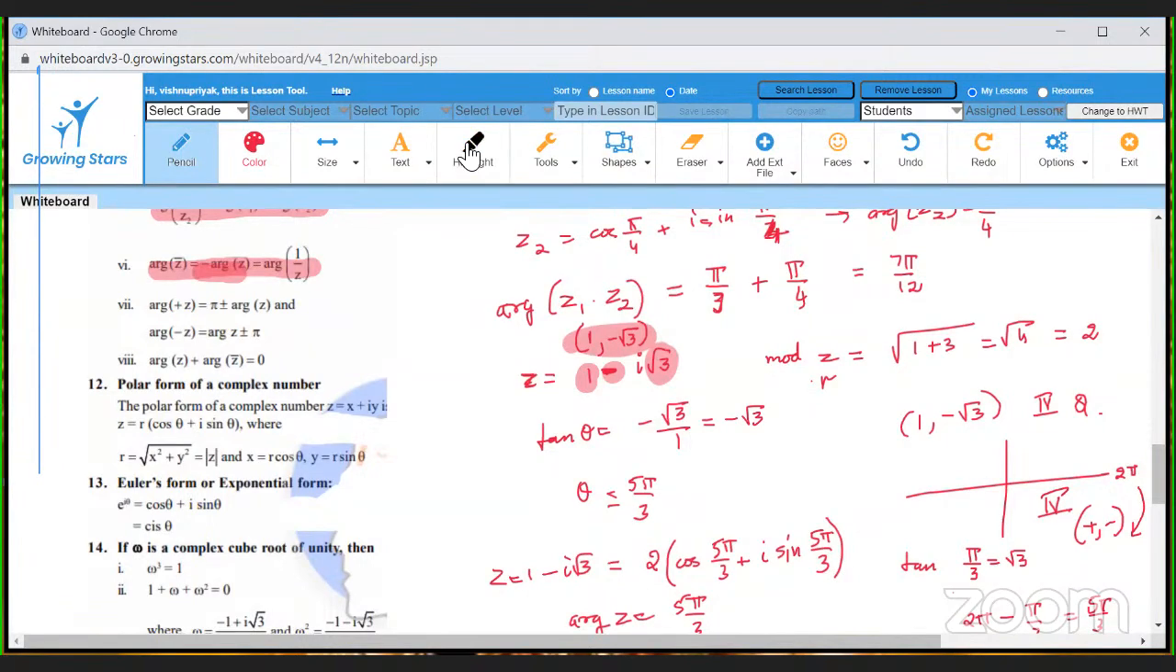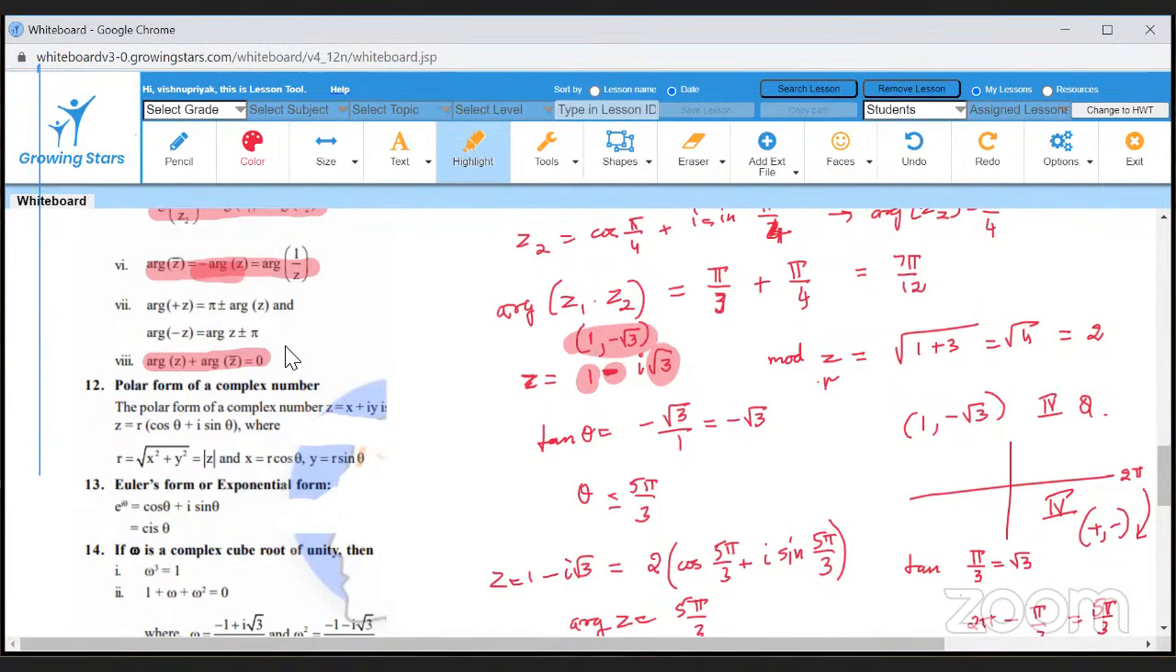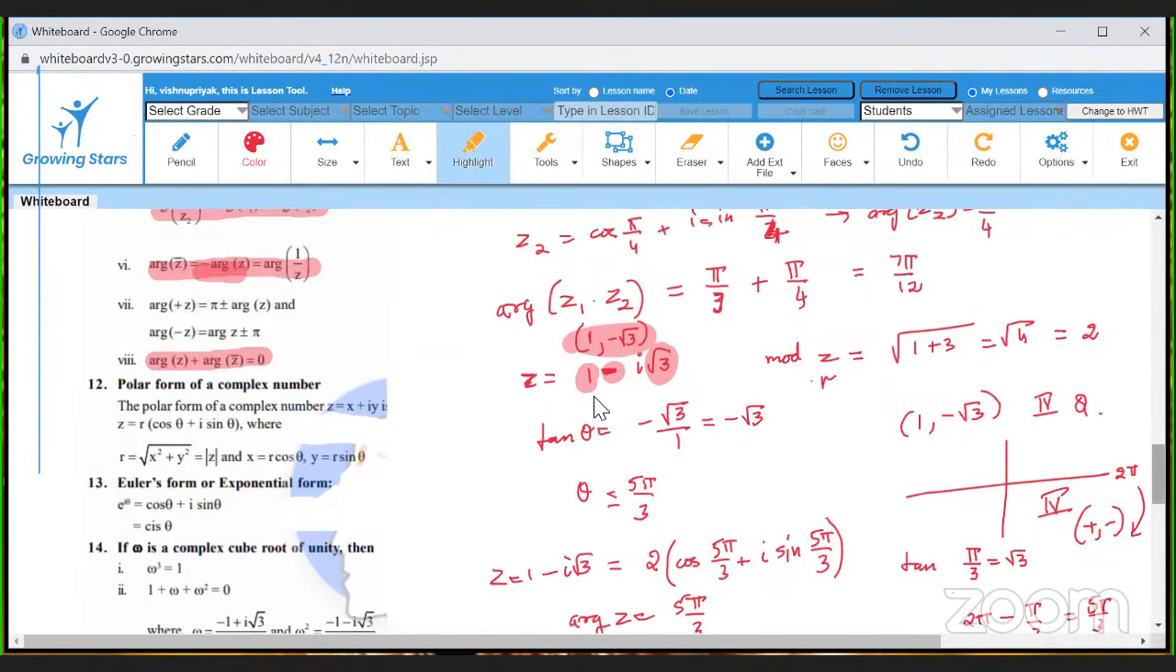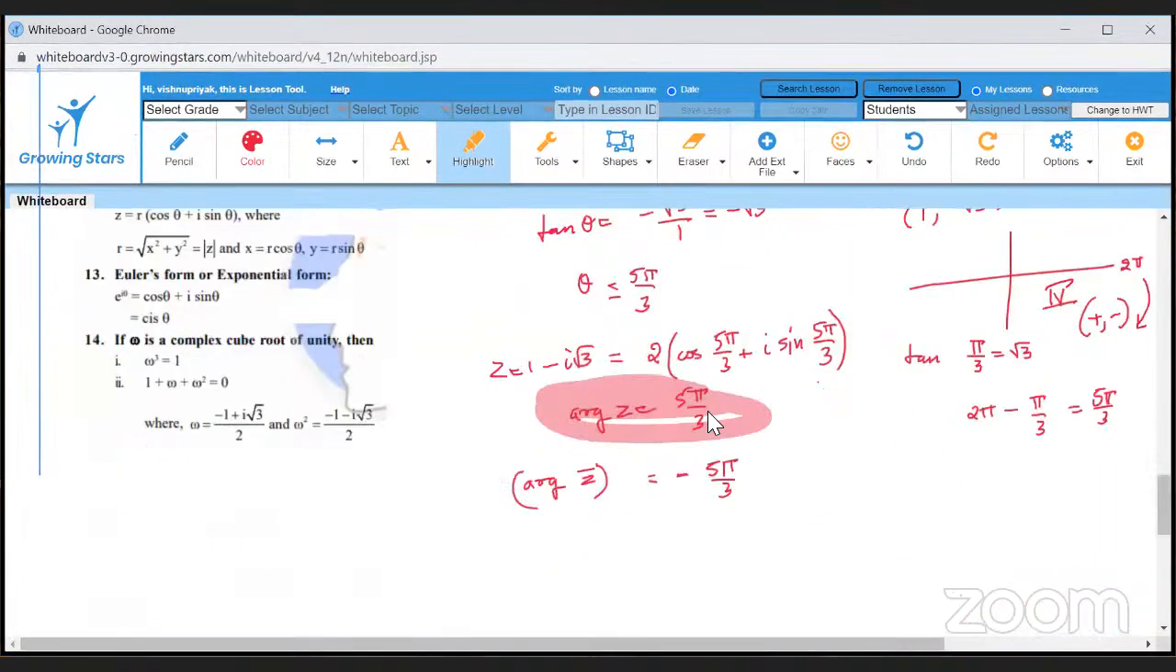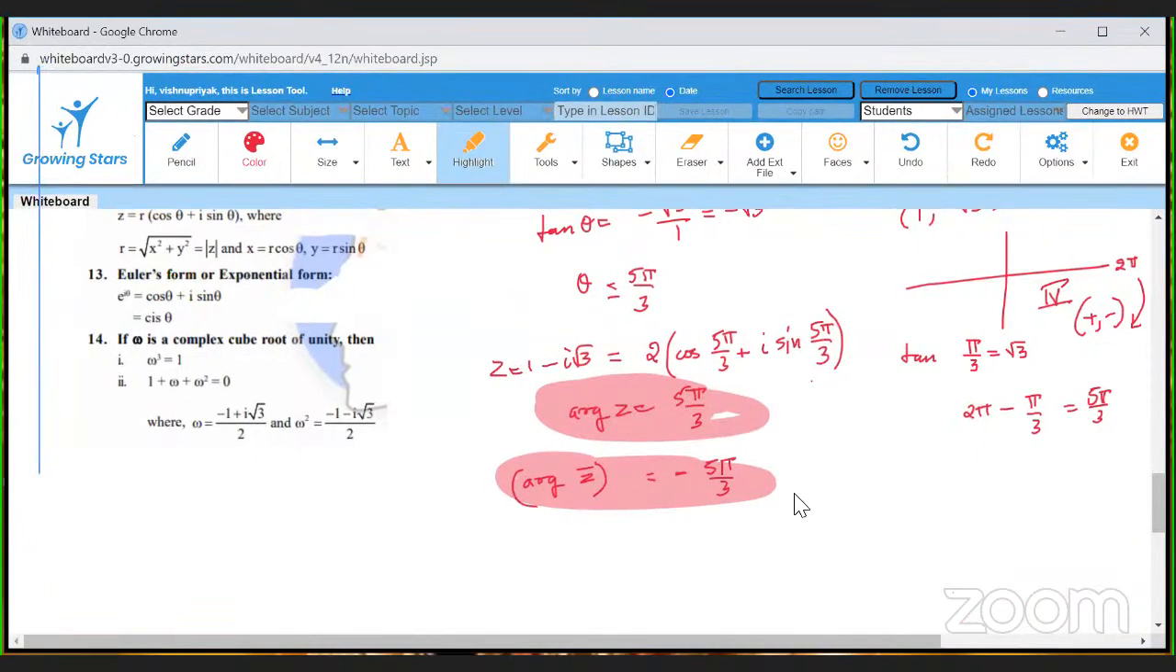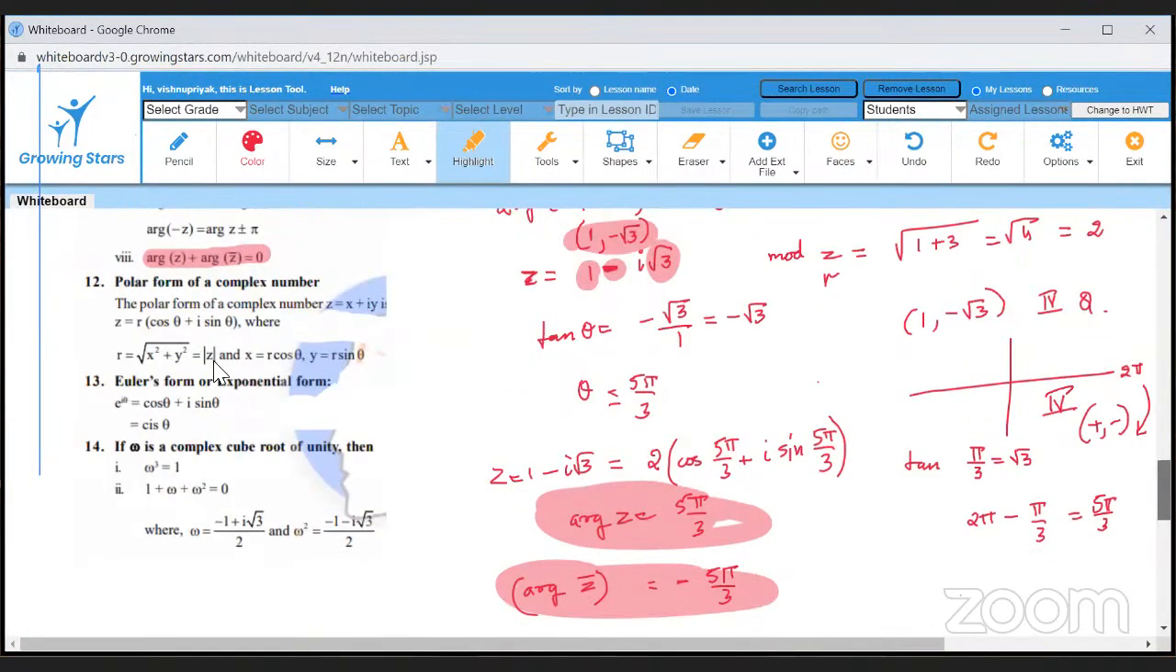Another interesting point: argument of Z plus argument of Z bar will be 0. Just now we did. Argument of Z is 5 pi by 3. Argument of Z bar is minus 5 pi by 3. If you add up both, they will cancel and you will get 0.